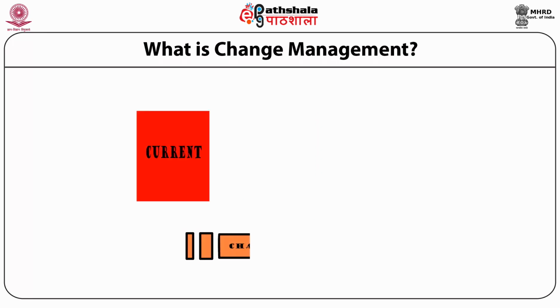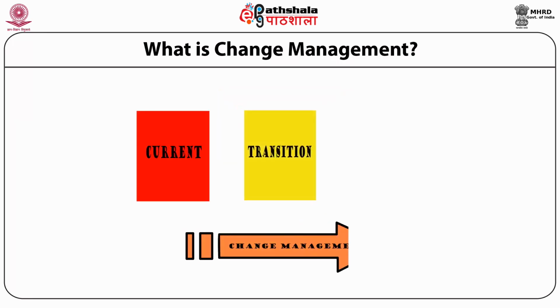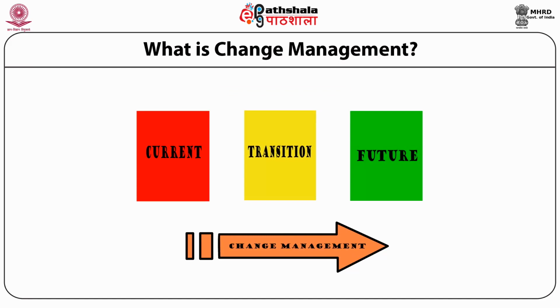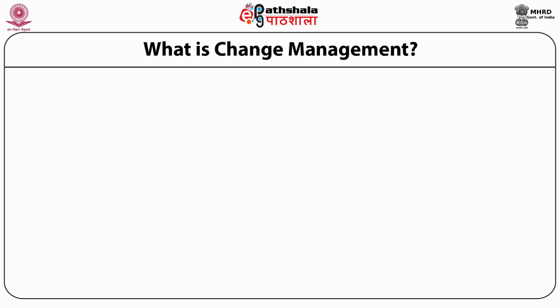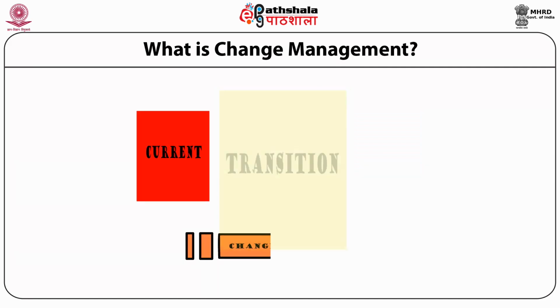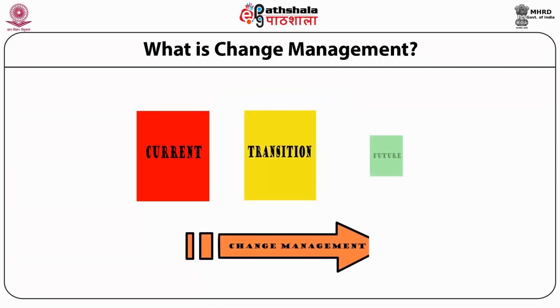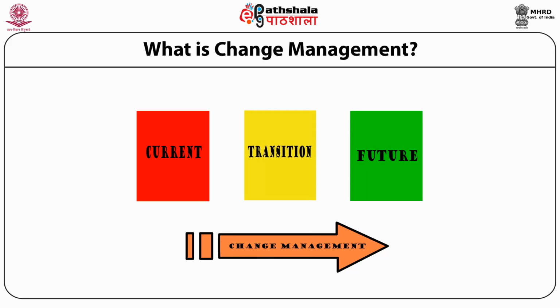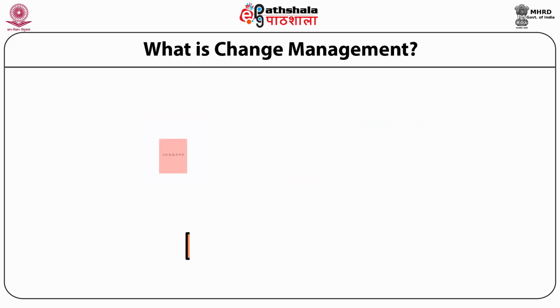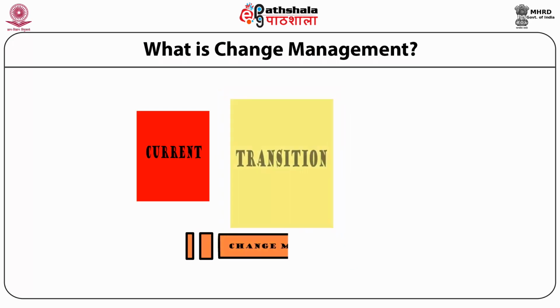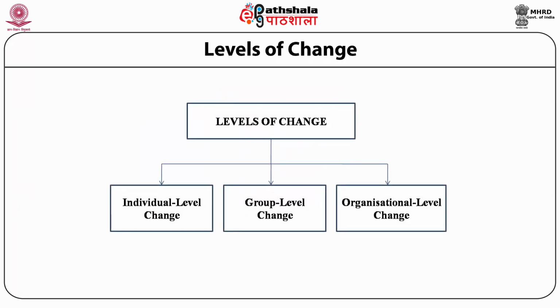In most of the situations, it's not easy to reach the future desired state. This transition part is very important, which becomes the part of the change management process. Organizations which manage this change smoothly ensure that minimum resources are used and the resources are not wasted to reach the future desired state. The level of change can be at various levels.